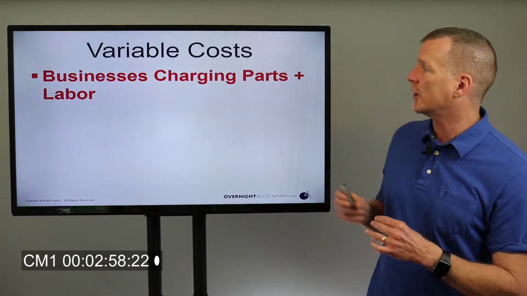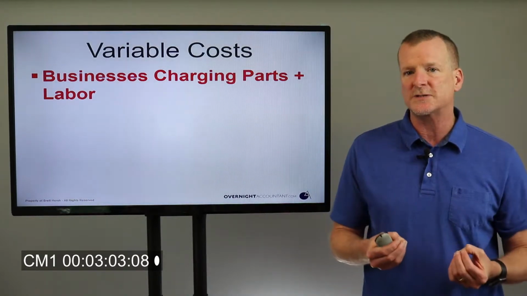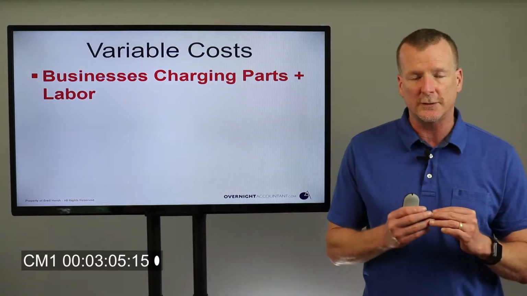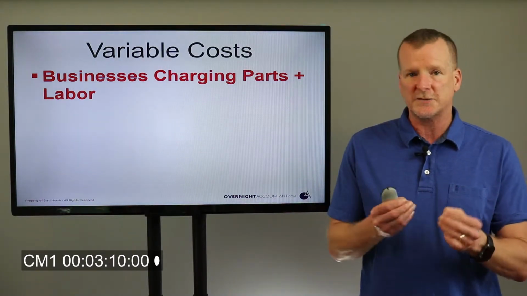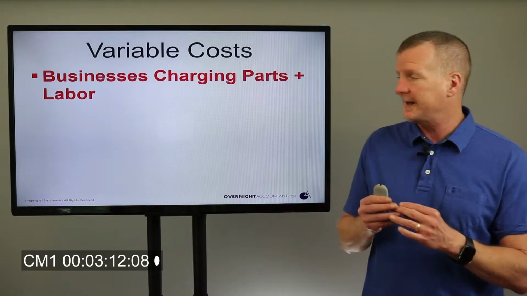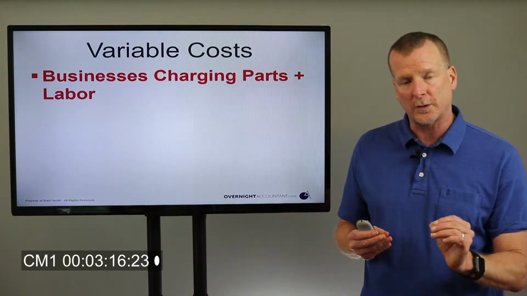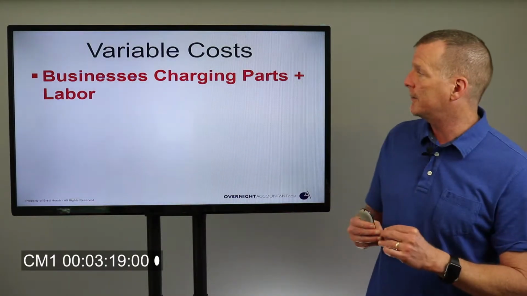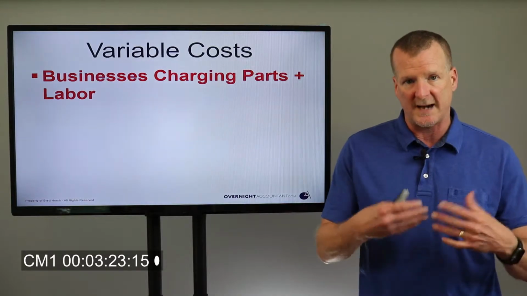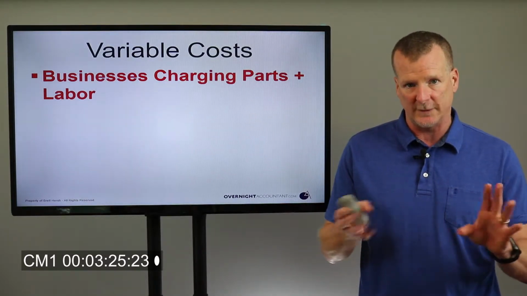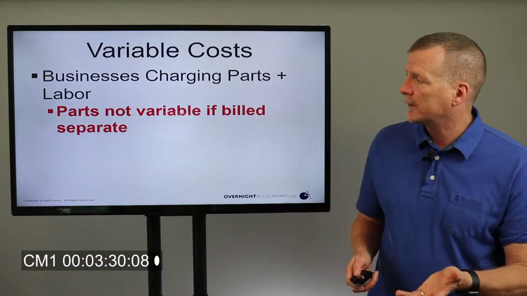Now, if you're a business charging for parts plus labor, you're really not going to have a whole lot of variable costs per se. Say you're a plumber, right in the invoice you give to your customers, your variable costs really are included. You're going to have some costs like travel that may be a variable cost per customer. But for the most part, you're not going to have costs directly associated with providing that service other than maybe driving or other items. So just keep that in mind. Parts are not variable if billed separately.